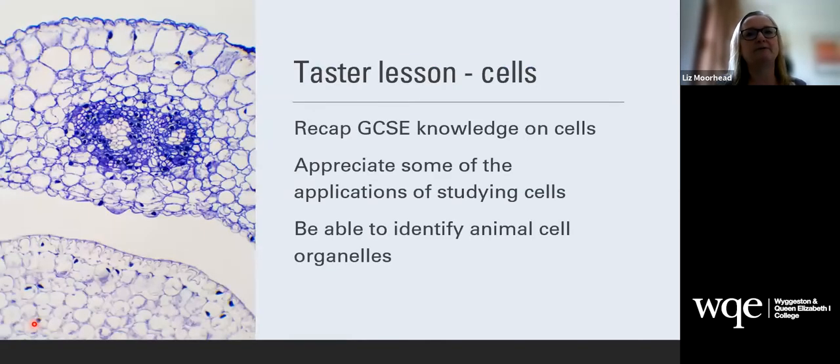Okay, so moving on then, we're going to do a little taster session today on cells, all right? So the idea of the taster session is we're going to recap a little bit of your GCSE knowledge of cells, and also then look at some of the applications for why we study cells, what are the benefits of studying cells. And then we're going to look at and identify some animal cell organelles that are both familiar to you, but also some new ones as well.